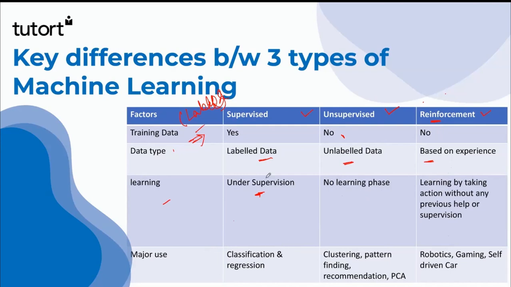Now the major uses of the different types of learning. Supervised learning is mainly used in classification and regression algorithms. Unsupervised learning is basically used under clustering, which is a very popular unsupervised machine learning algorithm. It can also be used for pattern finding, for recommendation, and for PCA, which is a dimensionality reduction technique. So it can be used in these kinds of situations.